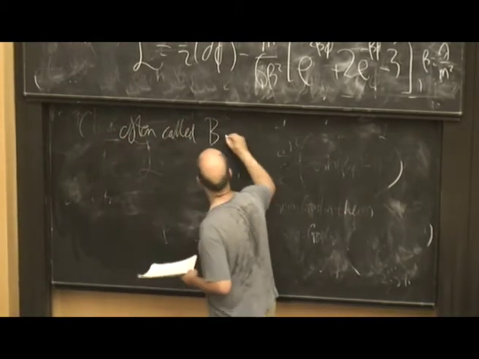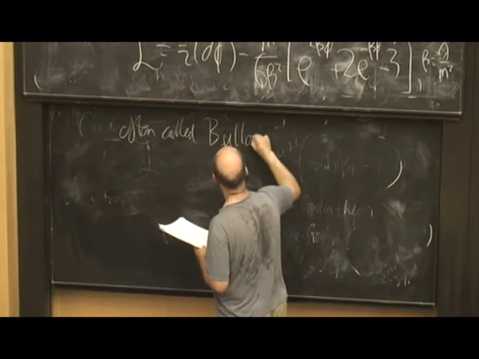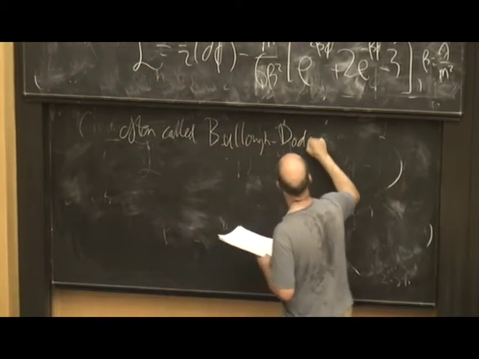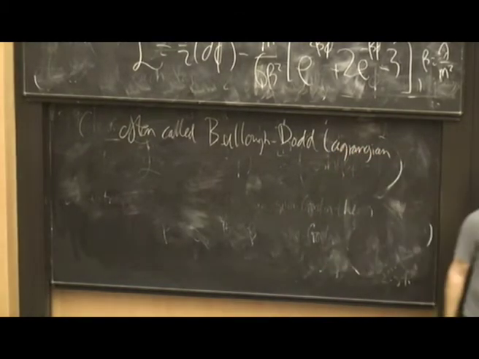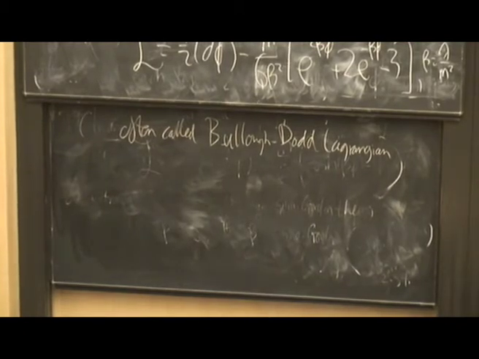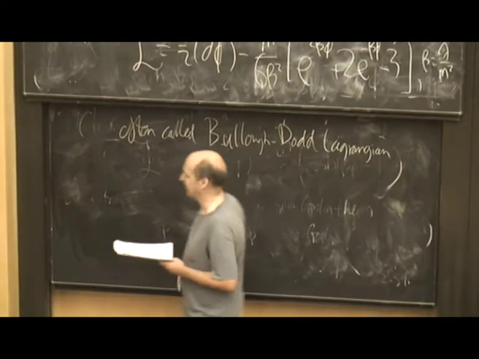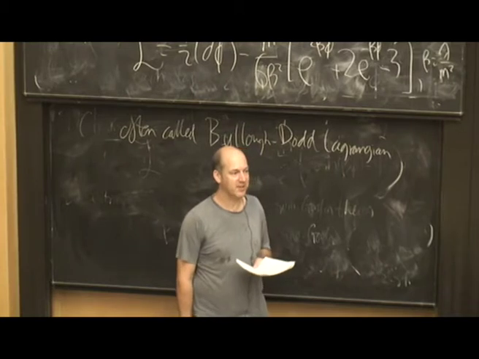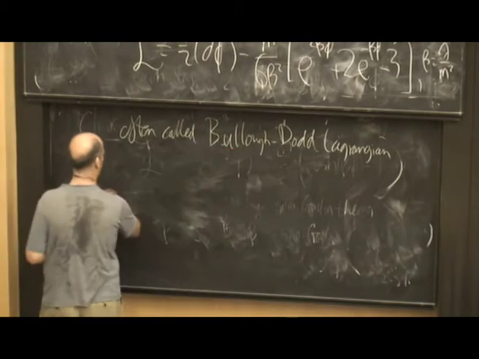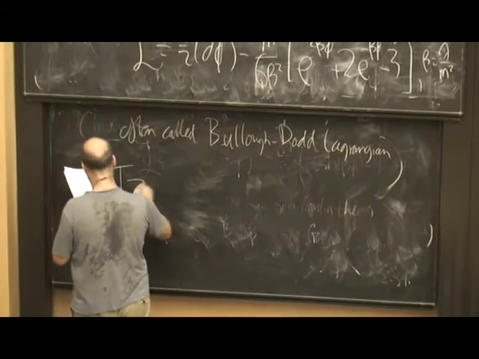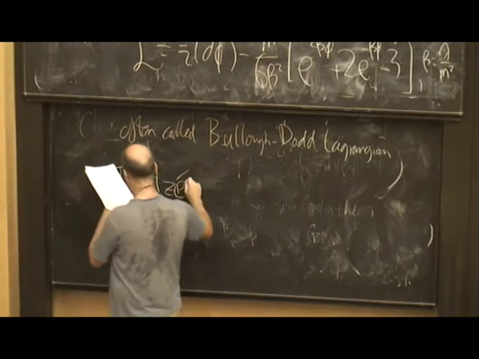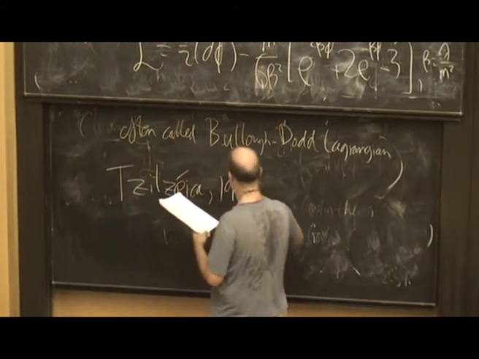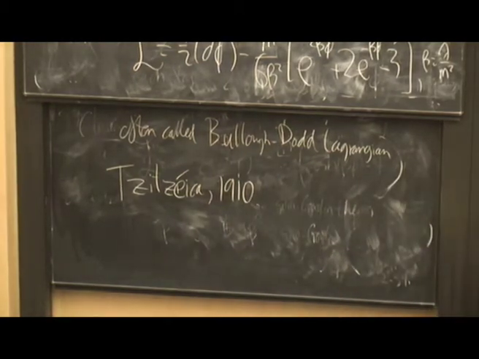at least in English universities, the Bullough-Dodd Lagrangian. If you're Russian, you might call it the Zhiber-Mikhailov-Shabat Lagrangian, but both sets of people will be kind of wrong, because you can find the equation of motion in a paper from 1910, which is before anybody cared about solitons or quantum field theory, by someone called Tzitzeica. The paper is Sur une nouvelle classe de surfaces. Sorry about my French.